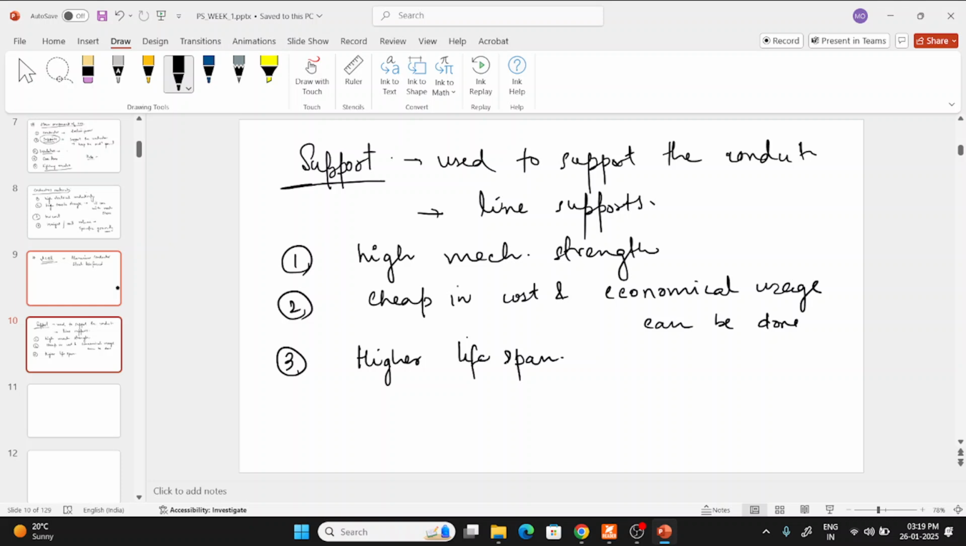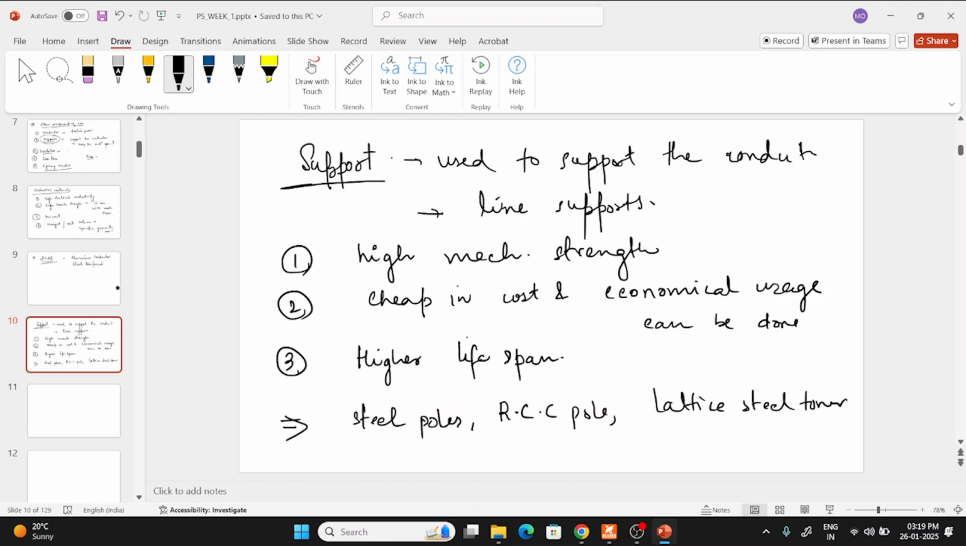There are various types of line supports like steel poles, RCC poles, or lattice steel towers.